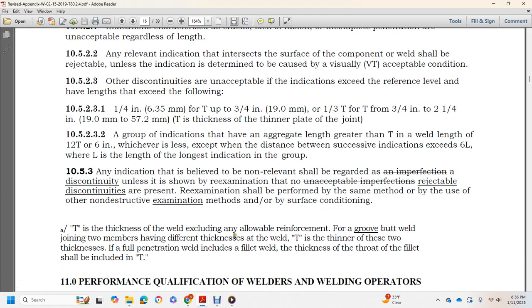Alright, T is the thickness of the welded joint, excluding the allowable reinforcement of the groove in the butt weld. For two members of different thickness in the weld, T is the thinner of the two thicknesses. For full penetration, the thickness including the fillet weld throat of the fillet is included in T.